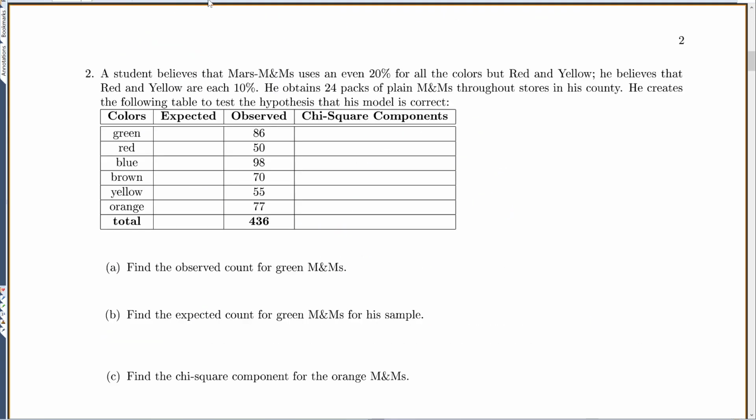Part 2. A student believes that Mars M&Ms use an even 20% for all the colors but red and yellow. He believes that red and yellow are each 10%. He obtains 24 packs of plain M&Ms throughout stores in his county. He creates this table to test the hypothesis that his model is correct.